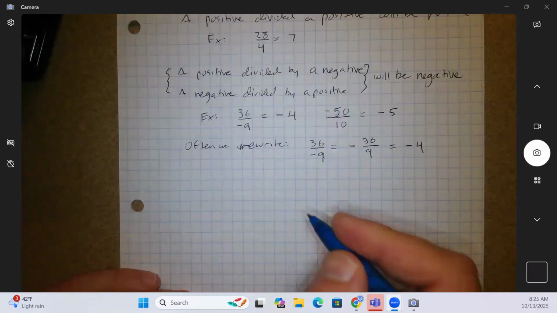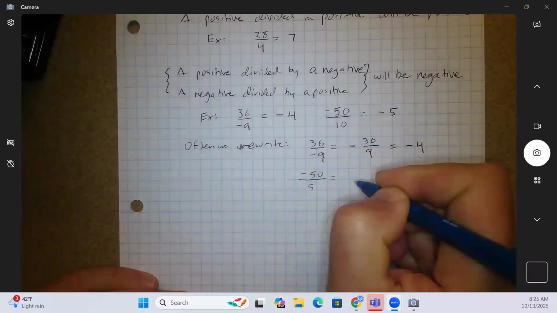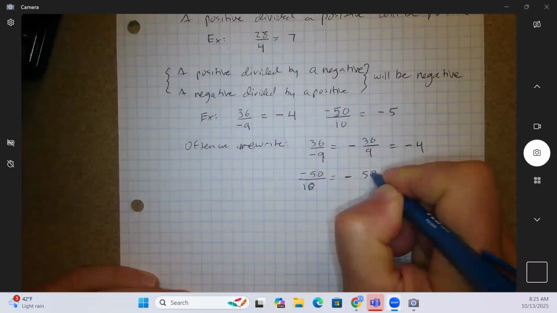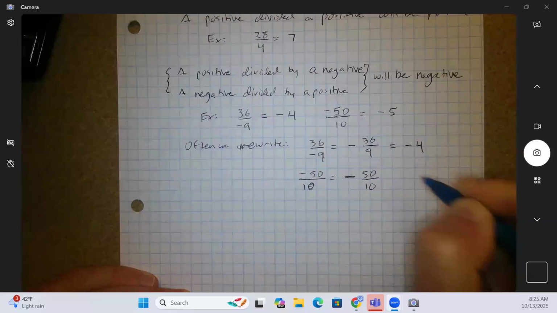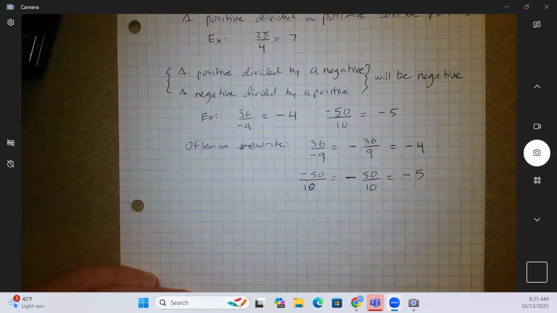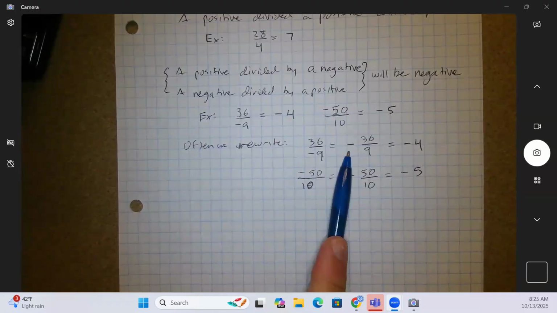Or even if it's the numerator that's negative, we often, should this be a 10? That should be a 10. We often just pull that out and make the fraction itself a negative. That comes from, I would say, generally mathematical preference, laziness plus preference. It's easier just to always have the negative in front, and so we kind of always do that. Okay.